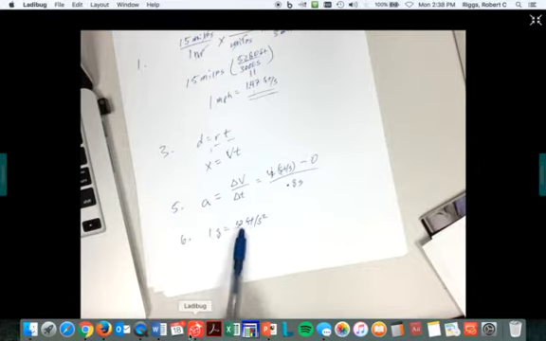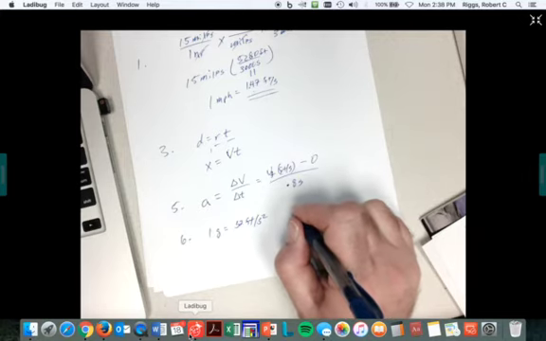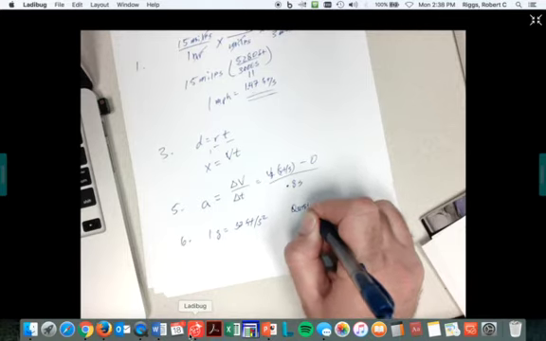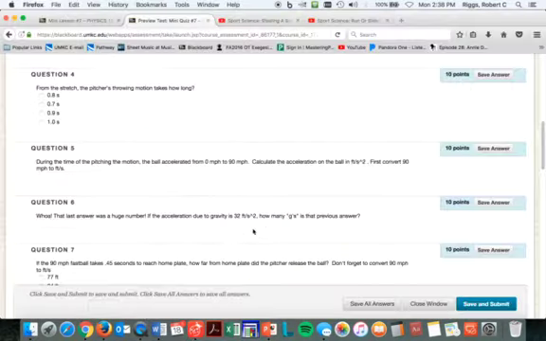So if 1 G is 32, how many is in 5? So you take the answer from question 5, and you're either going to multiply by 32 or divide by 32. You figure it out. Now I'll tell you how many G's that is. Okay.